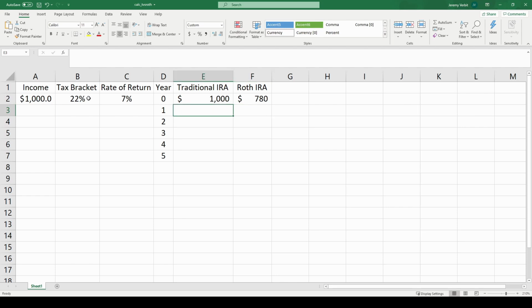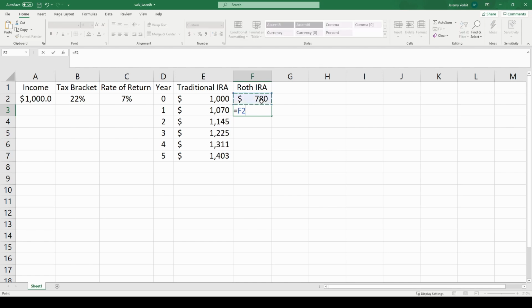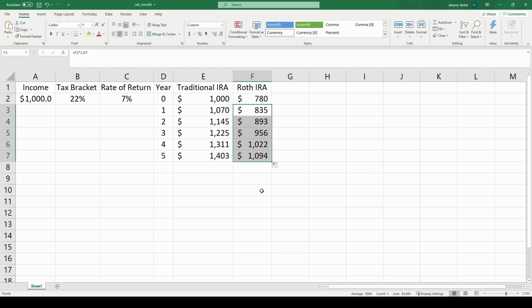Now, let's include our rate of return. So we will take our original number, multiply it by 1.07 for our 7% return, and we'll continue doing that year after year compounded for an ending total of $1,403. Now let's do the same for a Roth IRA. We'll take the original amount, compound it by 1.07 year after year, and we end up getting a lower result after 5 years.